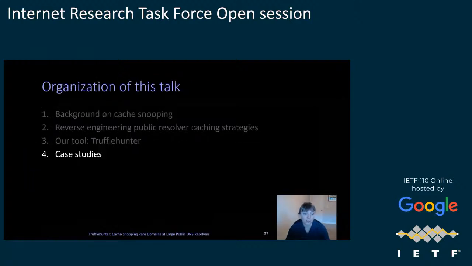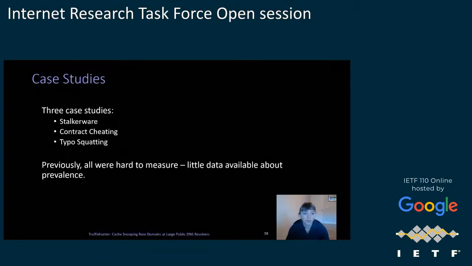So that's Trufflehunter in a nutshell. Now, the interesting bit is what we actually use Trufflehunter to study, and that's our case studies, which I'll talk about next. We ran 4 of these. I'm only going to talk about 3 of them here. And these were stalkerware, contract cheating, and very old typo squatting domains. We didn't expect to see very much of any of this stuff for various reasons. And previously, all of these things were kind of difficult to measure. Maybe typo squatting not so much, but certainly contract cheating and stalkerware have been very difficult to observe in the wild. And nobody really had any data about how prevalent they were.